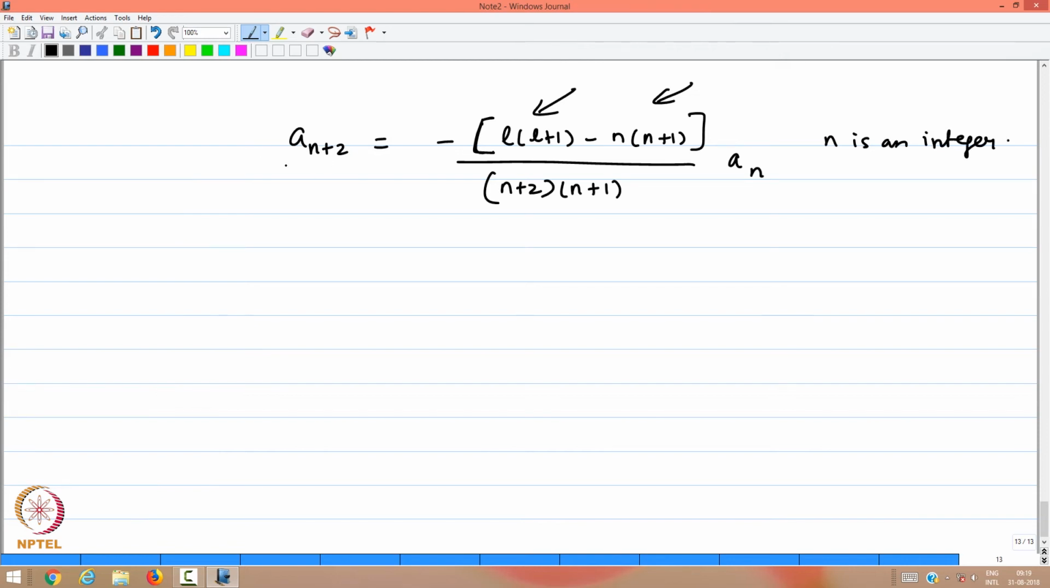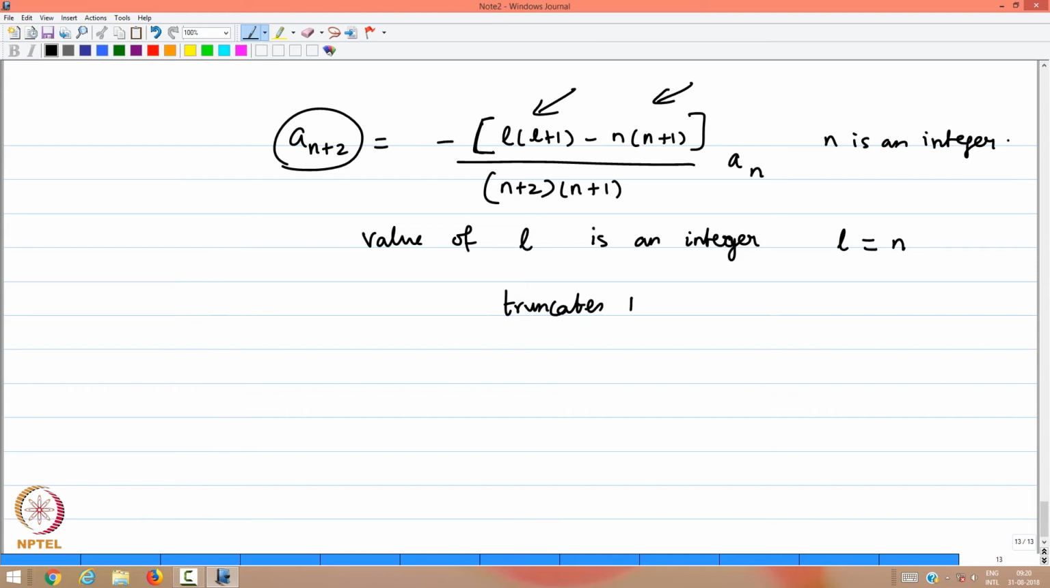Therefore, this series truncates at some value of n. If n is chosen to be L, A n is not 0, but A n plus 2 is 0. Therefore, you see the value of L is an integer, and the maximum value of L is to be n here, which truncates the series to a polynomial.